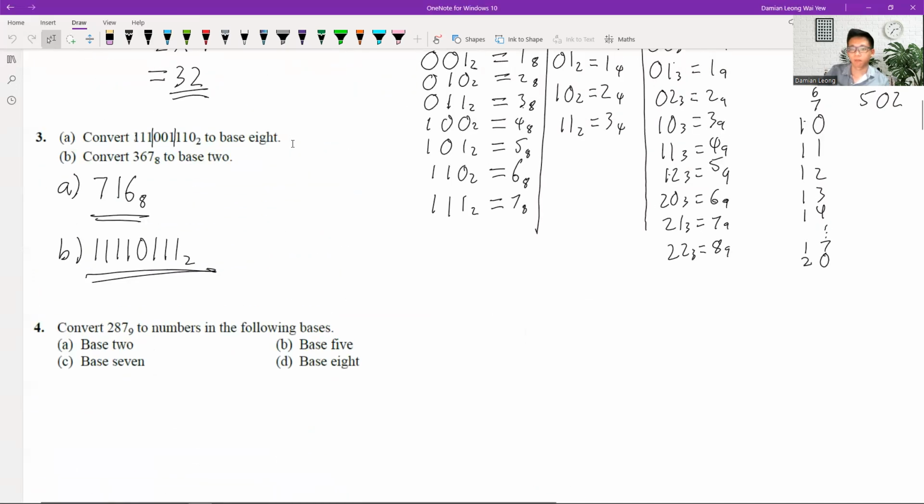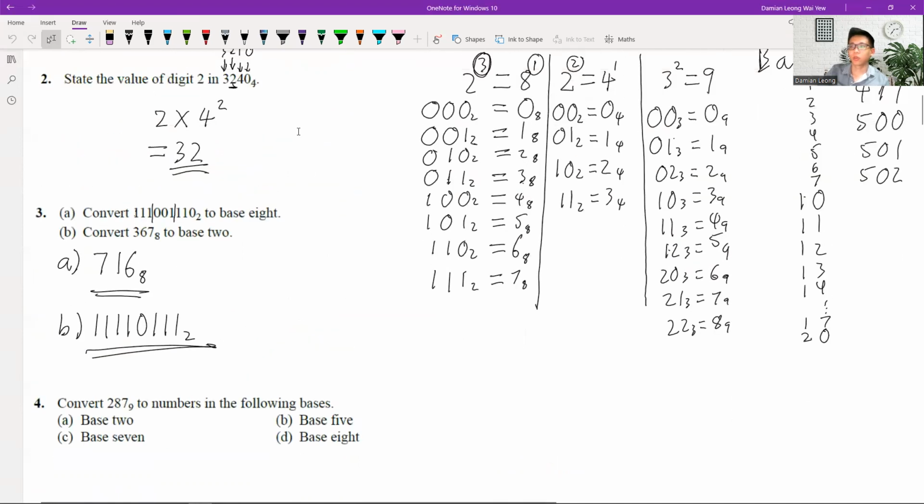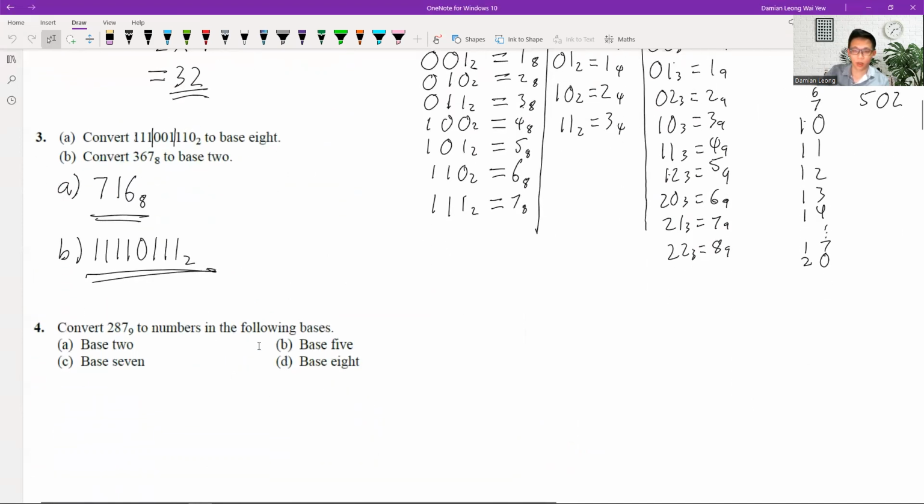Okay, and then all the rest of the conversion, we basically want to go through base 10. So how does that work? Basically, I need to know how to convert any number to base 10 first. But let's not look at base 10 first.